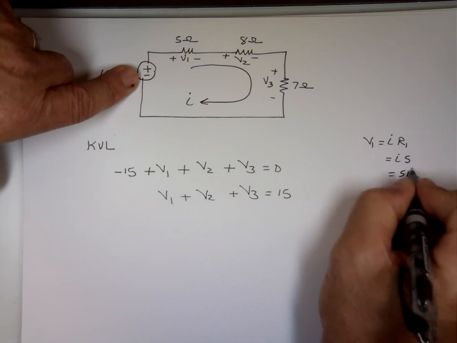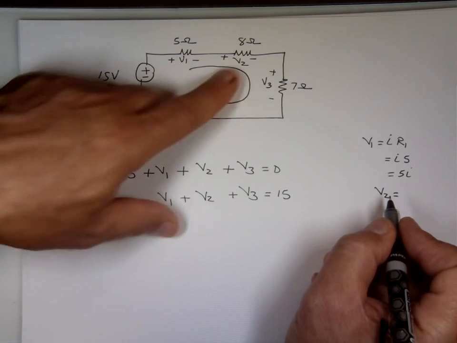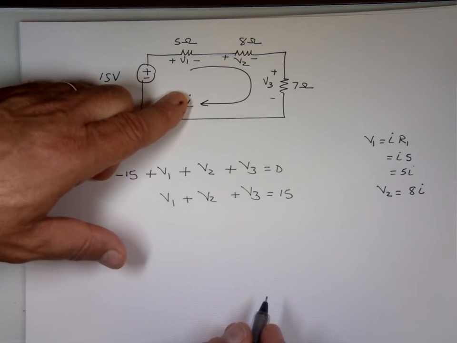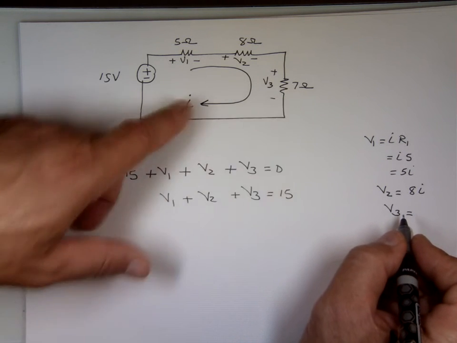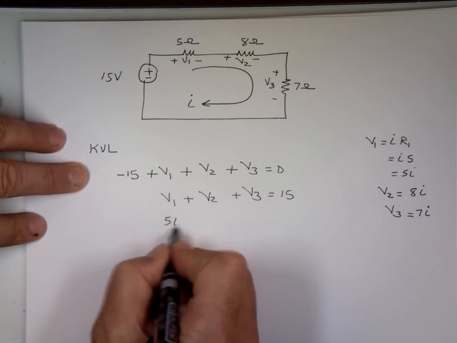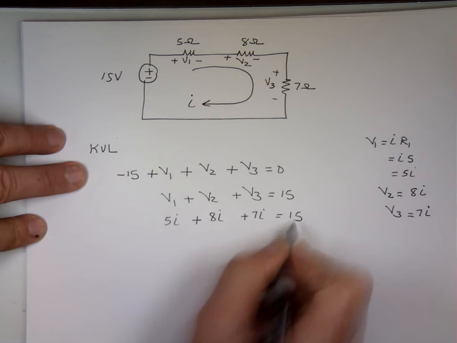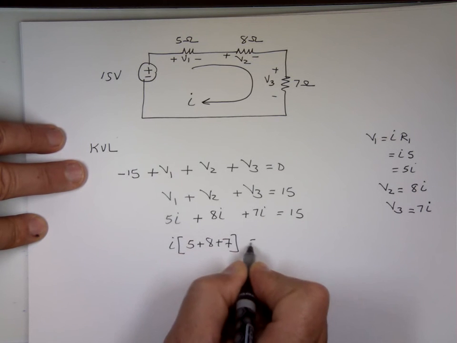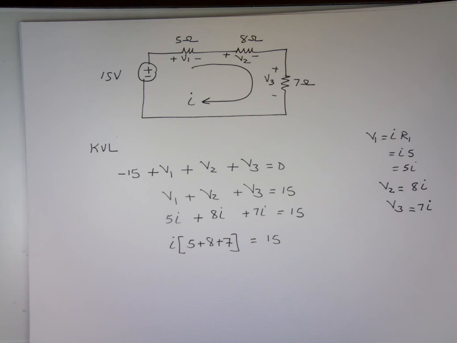What's V2? Ohm's law again. It's the resistor times the current. That's 8I. What's V3? V equals I times R. I times 7. What's I times 7? 7I. So if I replace each one by its value, notice if you factor an I out, what's left? 5 plus 8 plus 7 equals 20, which tells you when you have resistors connected in series, to find the equivalent of them, what do we do? Just add them. But that's the math behind it. That's why we add them.